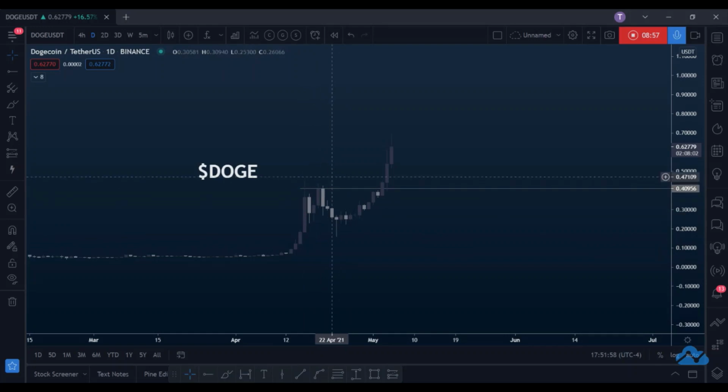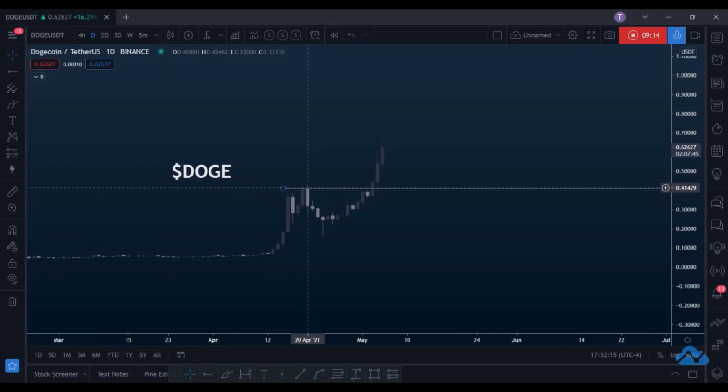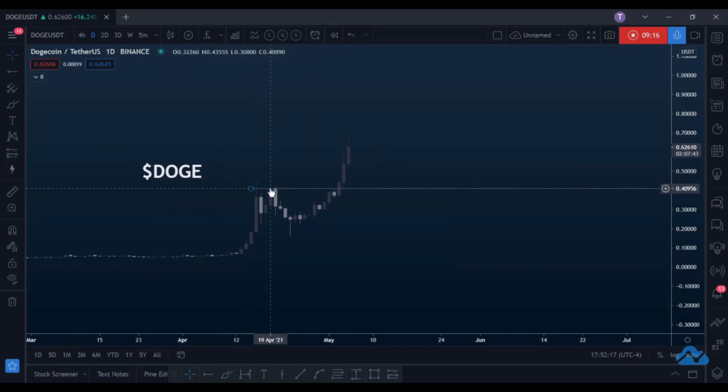So here, as we see in early mid-April, when price went from 4 cents up to 40 cents, 10x, unbelievable. Kind of topping out on 420 there. Nice. What we're going to see is that this candle close is going to be our resistance.